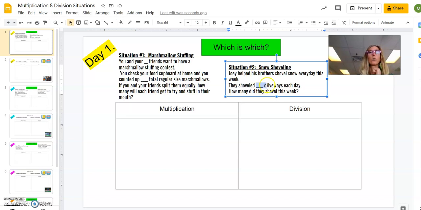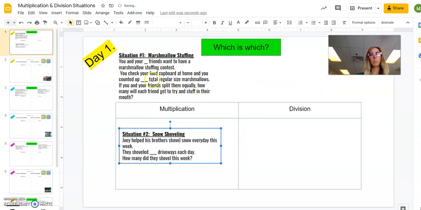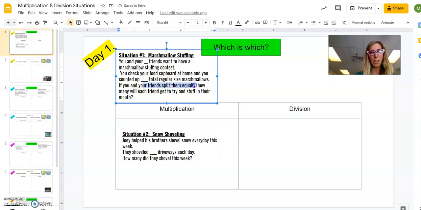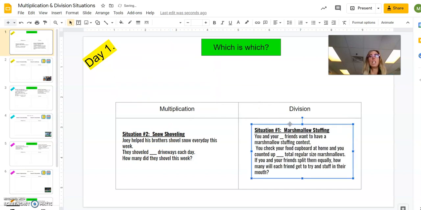So what are we going to do with those two numbers? Are we going to multiply them or are we going to divide them? So go ahead, pause the video, determine what you think, and then I am going to go through it. Okay? All right, so snow shoveling, 7 days. If they shoveled, let's say, 5 driveways each day, that would be 5, 5, 5, 5, 5, 5, 5. That's a repeated number of fives. That is multiplication, which means the marshmallow stuffing, when we are splitting them equally amongst our friends, we are dividing them up. So there we have it, split into multiplication division.